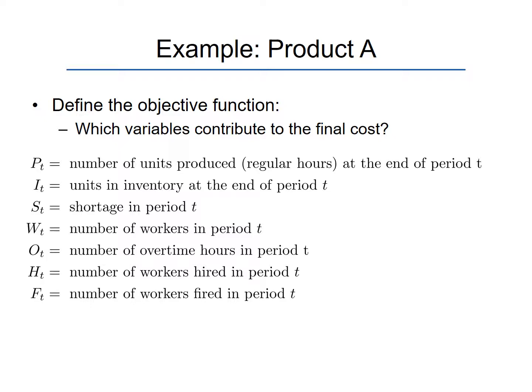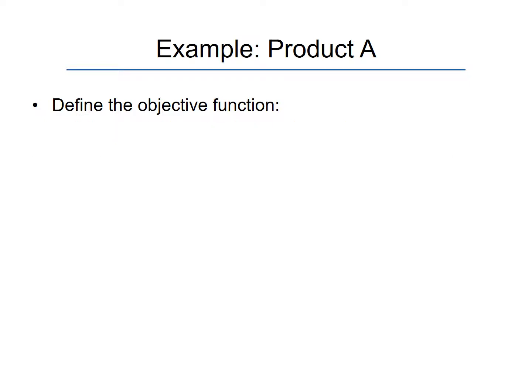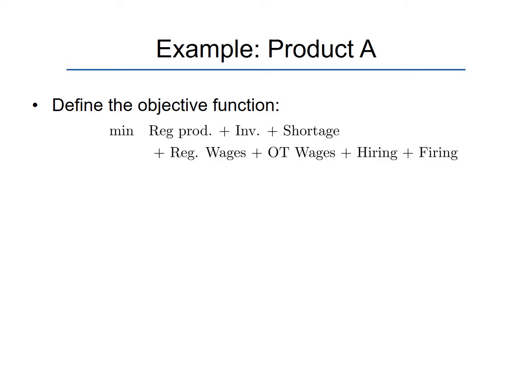Okay, so all of these are going to be part of the objective function. Now let's actually create the objective function. So we're going to minimize the cost. We know the objective is to minimize, and the cost components are going to be the raw material cost for regular production, the inventory cost, shortage costs, regular wages, overtime wages, hiring and firing.